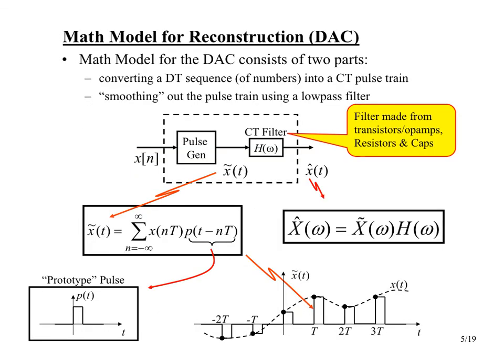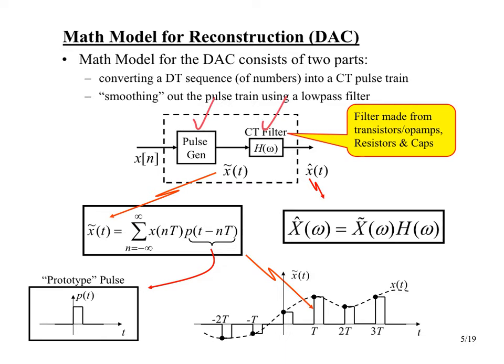So let's talk a little bit about the math model for the DAC. We said that there's a pulse generator, there's a filter involved. The filter is going to be made up out of transistors and op amps, resistors and capacitors. The pulse generator is probably also made up of transistors and so forth.